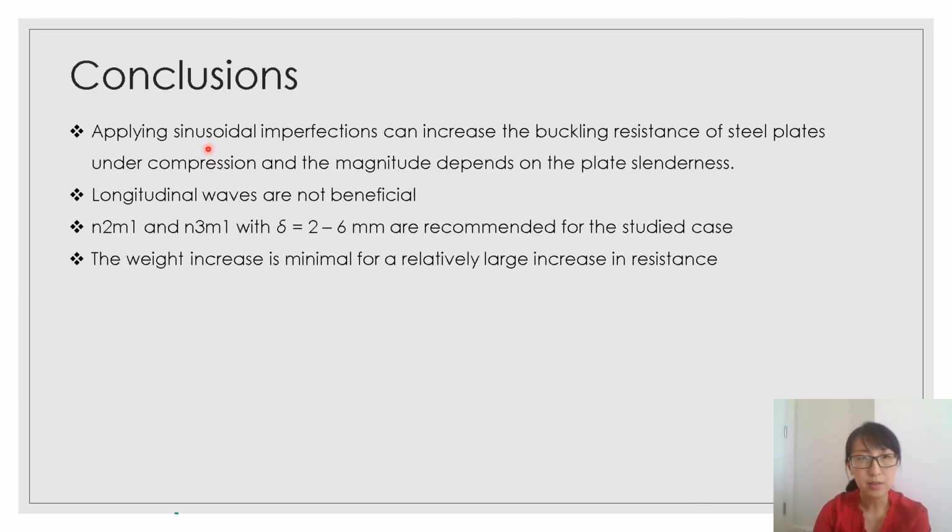So as a conclusion, we see that we can apply sinusoidal imperfections to increase the buckling resistance of steel plates, and the compression and the magnitude really depends on the plate slenderness. Also, including longitudinal waves is not beneficial for the nonlinear resistance. N2M1 and N3M1 with the imperfection between 2 to 6 mm are recommended for the studied case. And the weight increase is minimal for a relatively large increase in resistance.